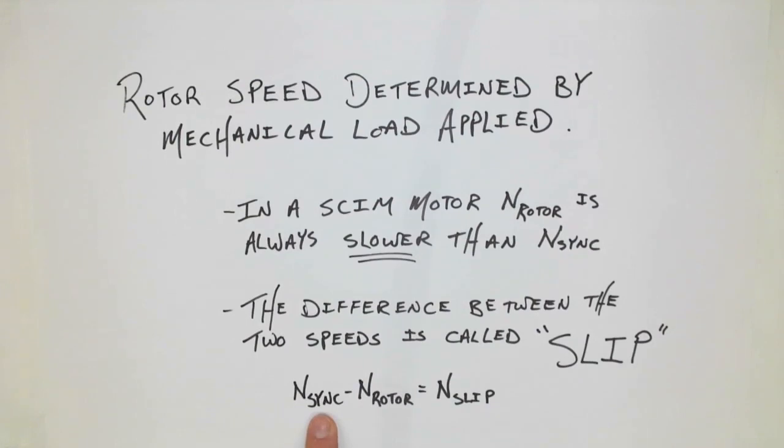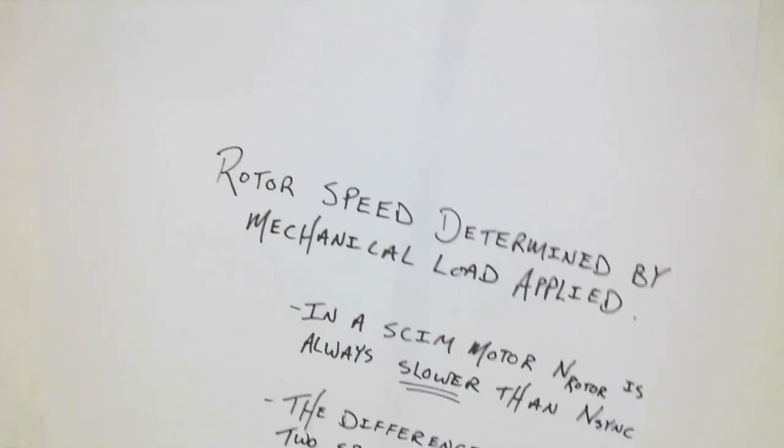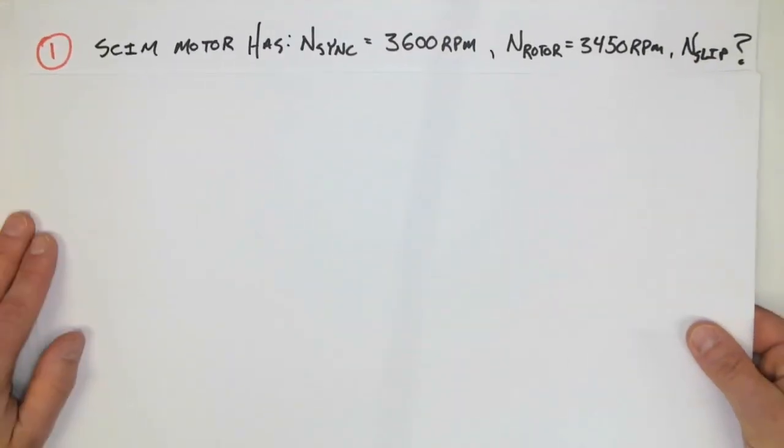So synchronous minus the rotor speed equals the slip speed. So this equation can be utilized in either form. We could calculate for synchronous, rotor, or slip, and it's simply just a subtractive equation. So you should be able to manipulate it quite easily without too much trouble. Well, let's do a couple of examples that utilize this equation in all 3 of those calculated variations.